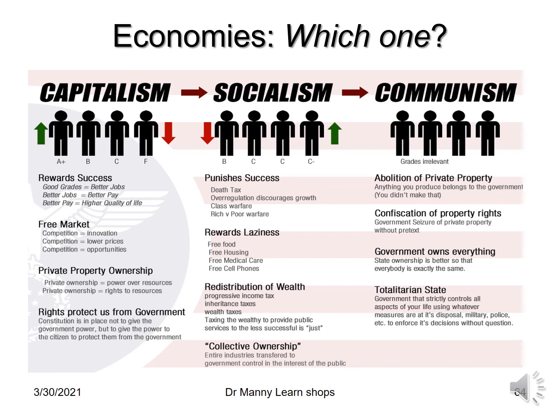When you look at communism, at the other end of the continuum, you've got the abolition of private property. No one owns anything. And private property can be confiscated by the government. The government essentially owns everything. It's referred to as a totalitarian state. And the government therefore controls absolutely everything.